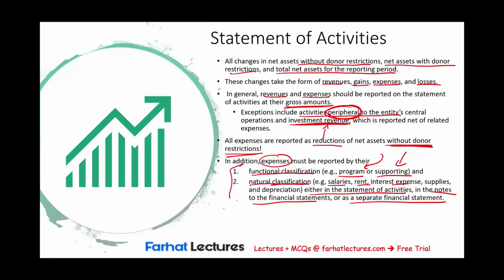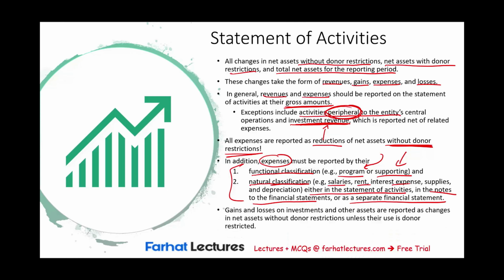Again, we're going to look at the expenses in a separate recording, because we have to invest a little bit more time in explaining what functional expenses and natural expenses are, and how they are broken down. But this is the overall picture. Gains and losses on investments and other assets are reported as changes in net asset without donor restriction, unless their use is donor restricted. If that's the case, then they will be reported under the donor restricted.